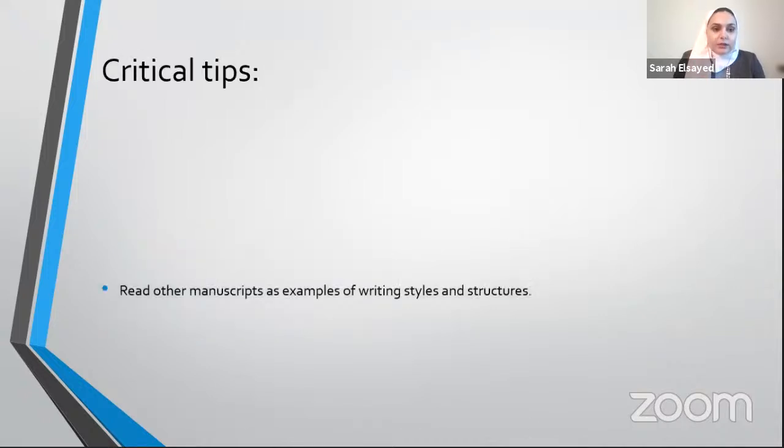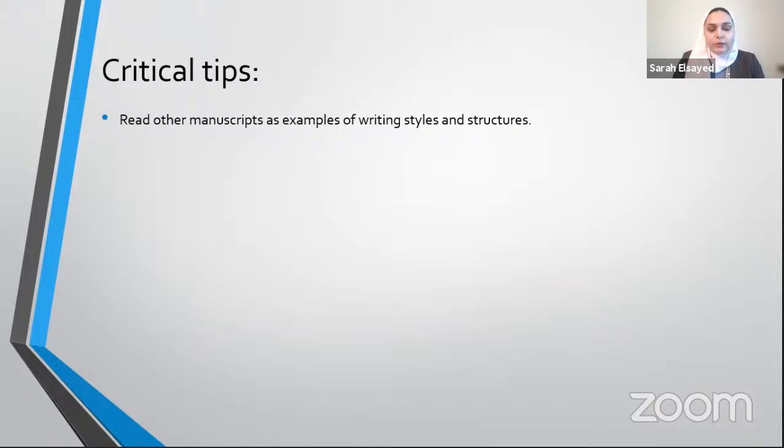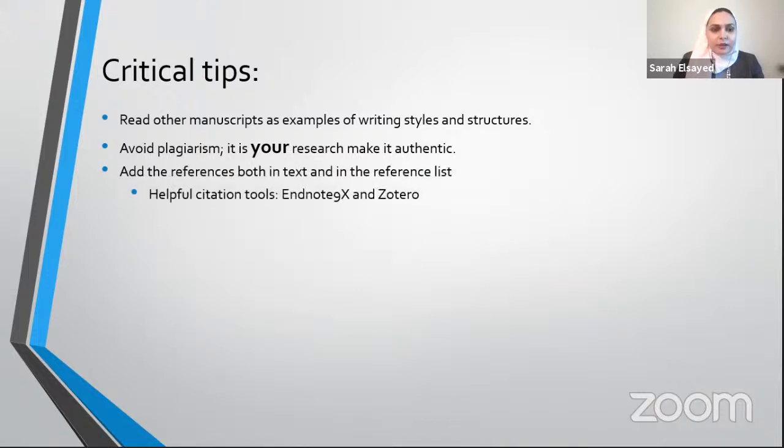Critical tips. First of all, this is how I myself learned how to write a manuscript. I usually read manuscripts as leading examples, not just to copy and paste, just to get an idea how to reform and polish my writing style, my writing structure. And of course, the key and golden rule is to avoid plagiarism by all means, because it's our research, it's our effort. So we want to make sure it's authentic, not just a mirroring of other people's work.